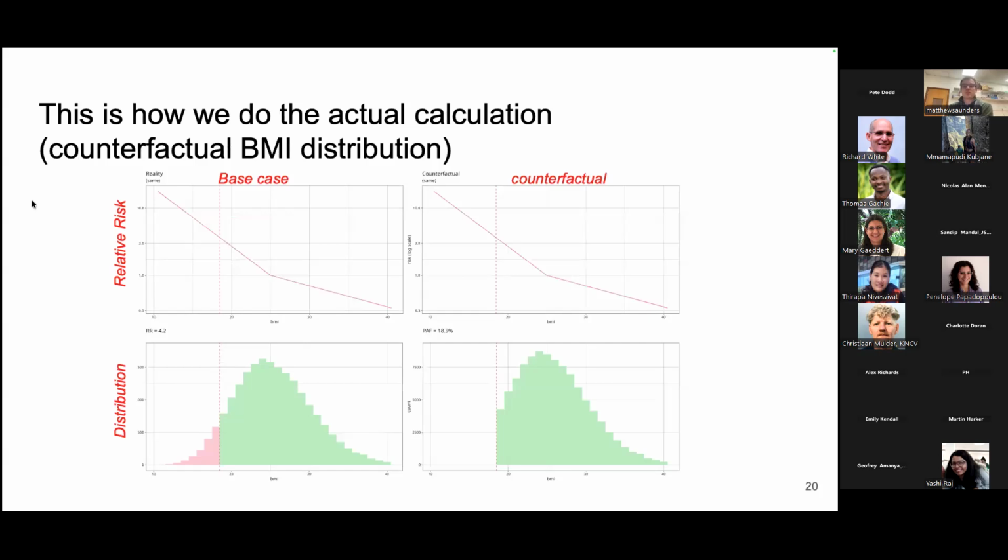So this is just to touch on something that Pete brought up earlier. This is how we do the actual calculation in these scenarios. We have a counterfactual BMI distribution. So we've got two graphs here. On the top is the relative risk function, so relative risk of TB along the BMI continuum. And then we have the distribution in the population. I think this is just a hypothetical global BMI distribution. And the way we actually do this is we have a counterfactual scenario where we change the distribution and the risk function stays the same. And we can compute the PAF in that way.